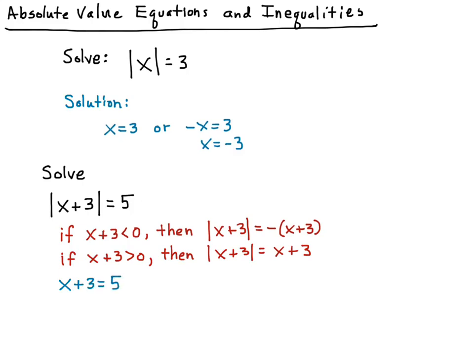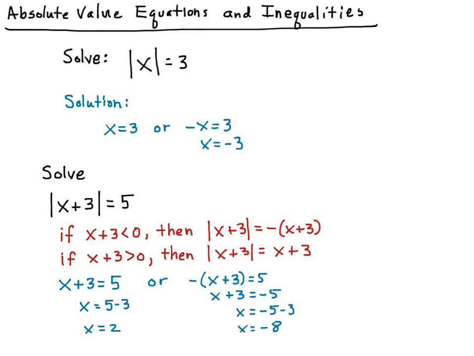So we write this as two different equations, and then we solve them. So let me talk about this one first. This is where x plus 3 is positive, so it makes no change. So we just set it up like a regular equation. And so we subtract 3 from both sides, and we get x equals 2. And sure enough, if we check it, 2 plus 3 equals 5, absolute value of 5 equals 5.